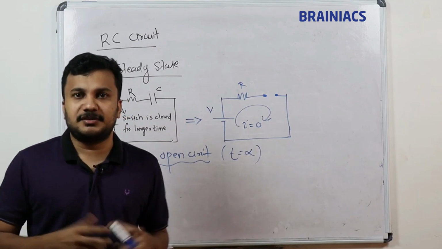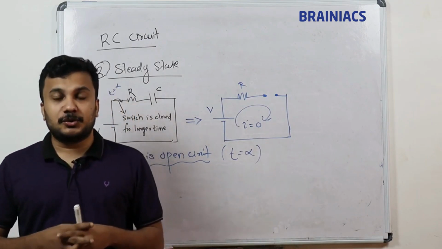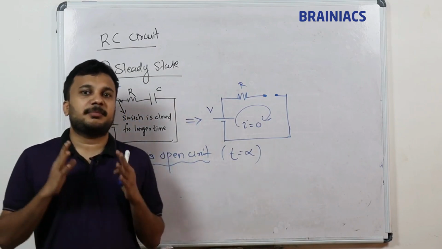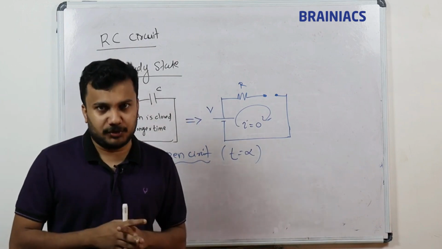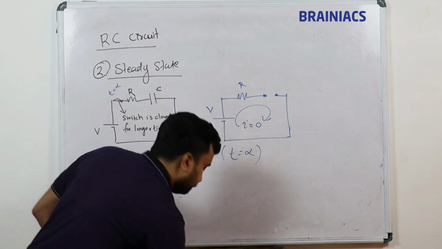Transient state and steady state. When the switch is immediately closed, capacitor will act as a short circuit. When the switch is closed for a quite longer time, then it is called steady state. During the steady state, capacitor will act as open circuit. Remember this one. Based on this, we are going to solve a question.